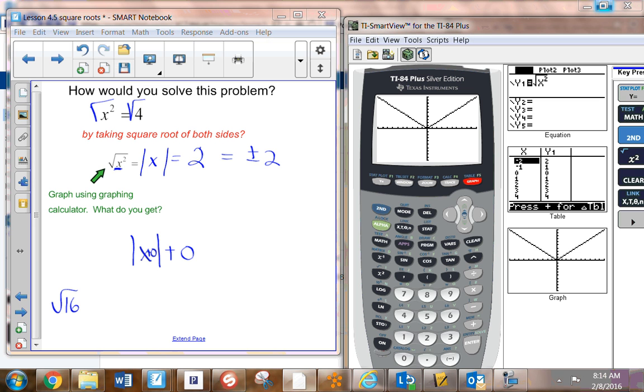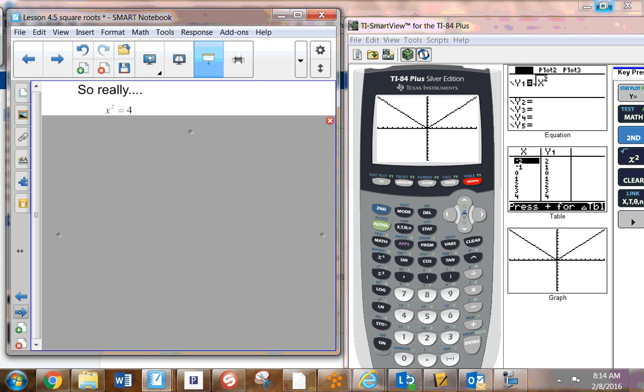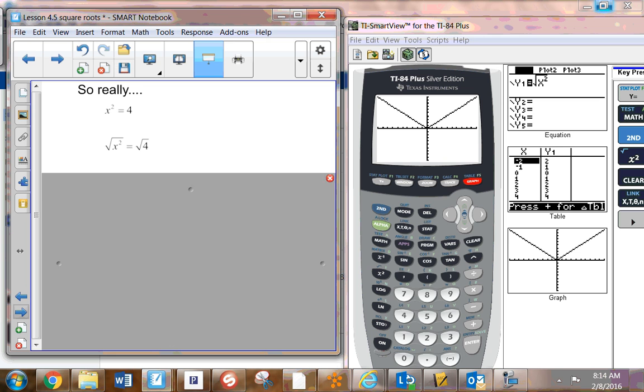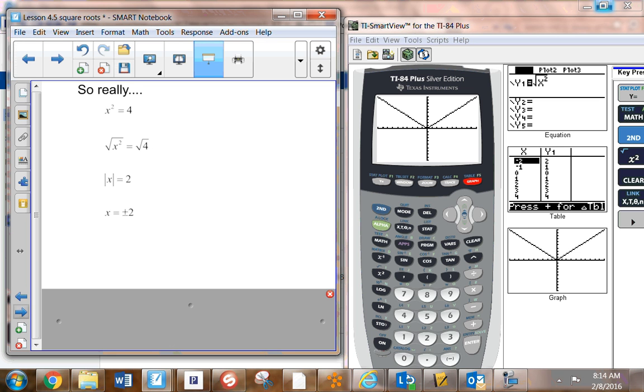Okay? All right. So, really, x squared equals 4, and you take the square root of both sides. Square root of x squared is the absolute value of x. Square root of 4 is 2. And then what two things can x be? Plus or minus 2. That's really the progression of what you're doing. Most of you, though, skip from here to here, and honestly, you'll be skipping it in here, too. I'm not going to make you write this piece in every time. I just wanted to show it to you and prove that to you.